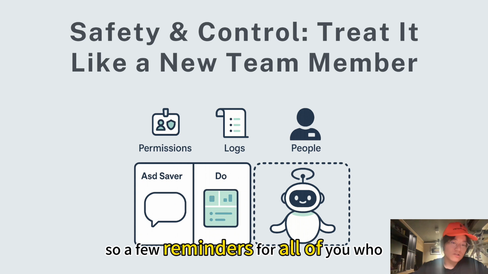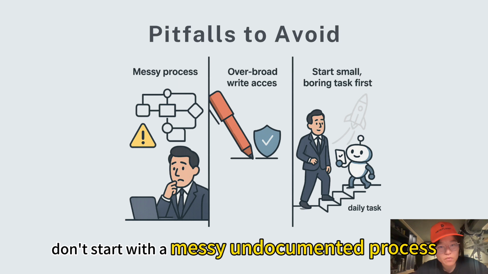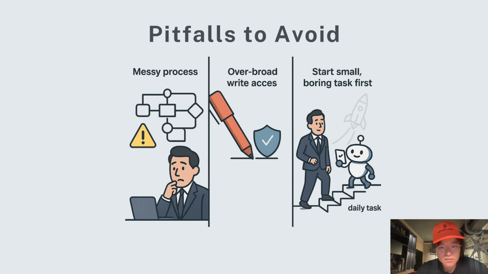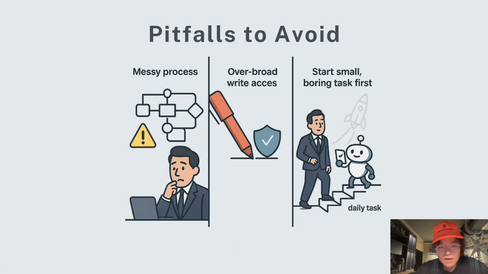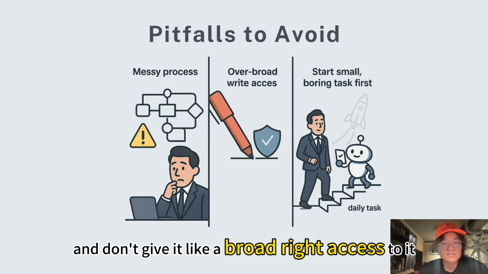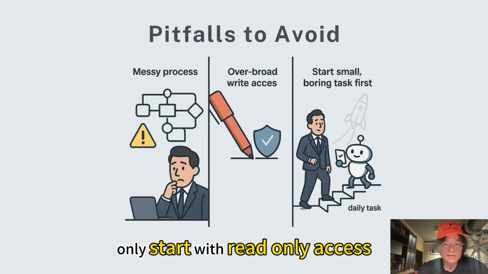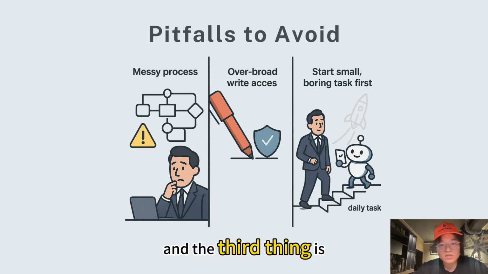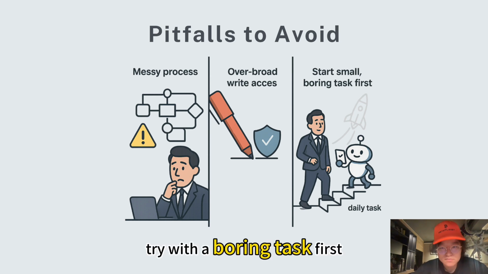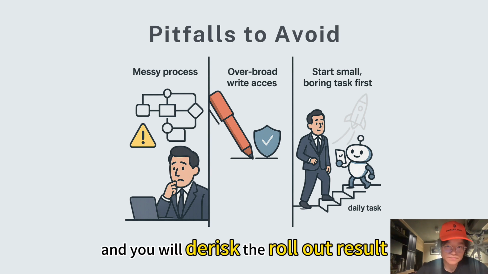So a few reminders for all of you who want to apply an AI agent to your workflow. Don't start with a messy, undocumented process. The agent amplifies clarity, but it also amplifies confusion, right? So clear up your process first. And don't give it broad write access. Only start with read-only access to the database and drafts. And the third thing is to try a boring task first. Take baby steps. You will learn faster and you will de-risk the rollout.